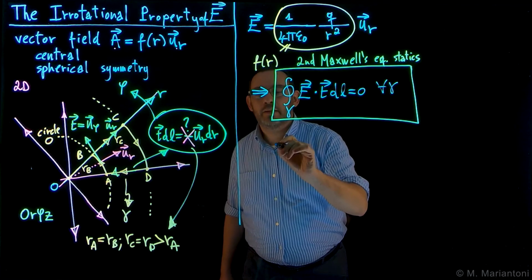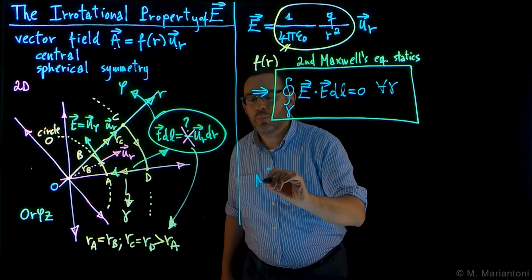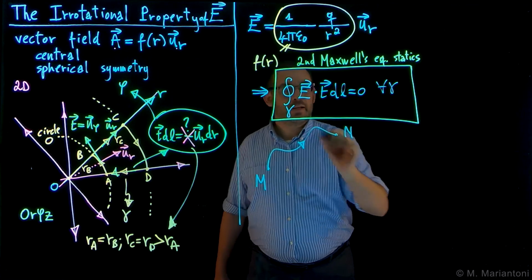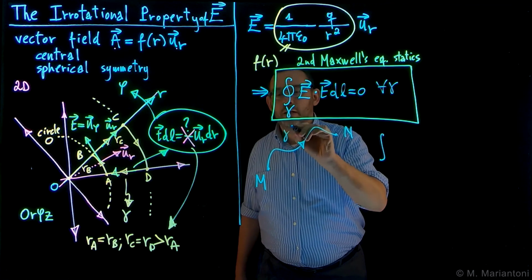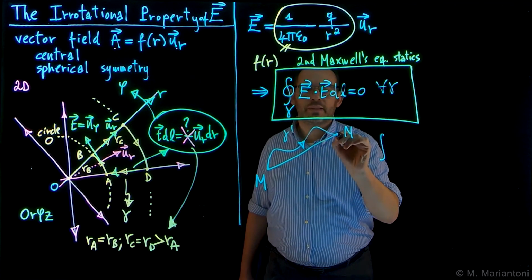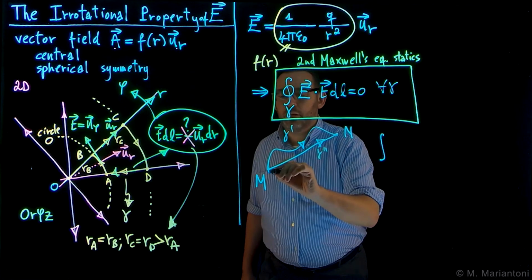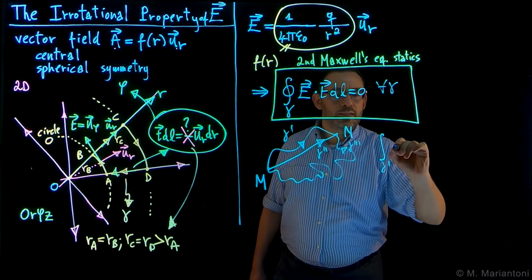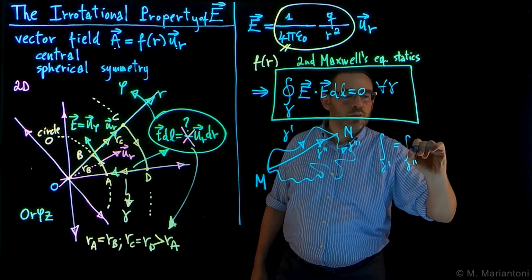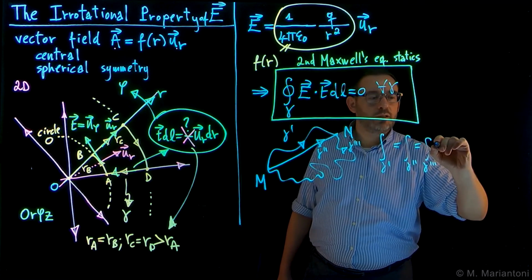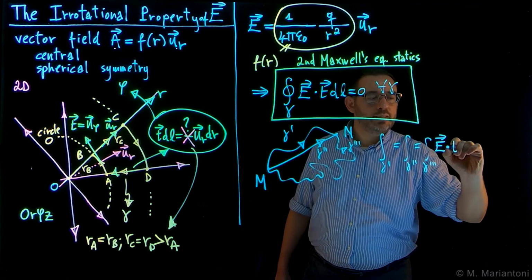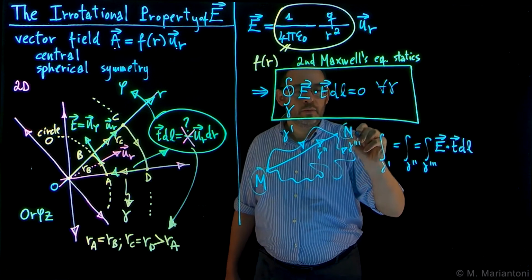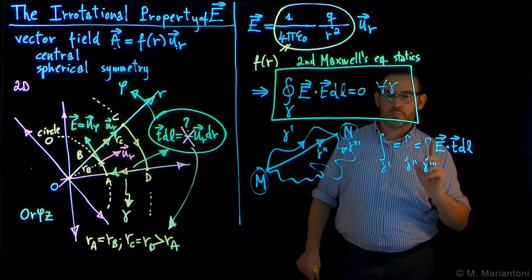As I said a few videos ago, this means that if I take the line integral between two points, capital M and capital N, of the electrostatic field E, the integration is independent of the line which I follow. I could choose a straight line, like this gamma double prime, or a very complicated line like this, gamma triple prime. All these line integrals are exactly the same, and of course I'm always integrating E dot t dl. So these integrals depend only on M and N, but not on the way I get there, only on the limits of integration.